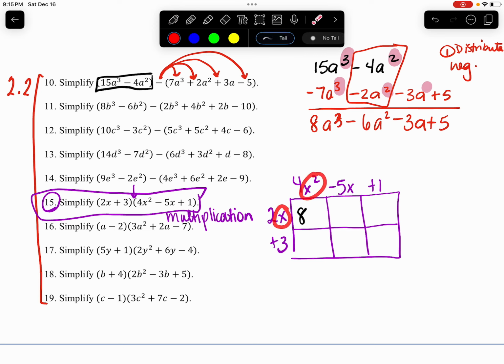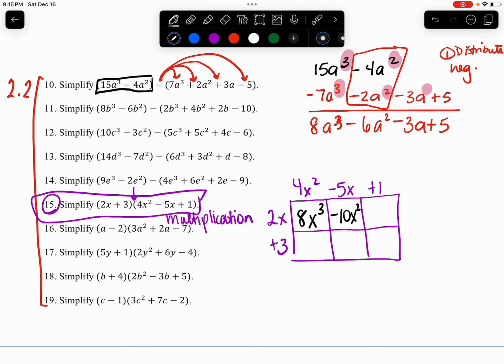x times x squared. That is how many x's? That's 3 x's. So that's x cubed, and then so on. 2x times negative 5x, negative 10x squared. 2x plus 1, that is 2x. This is 12x squared, negative 15x plus 3. And just combine like terms. Usually the like terms are across from each other, like this. So first step was to multiply using area model.